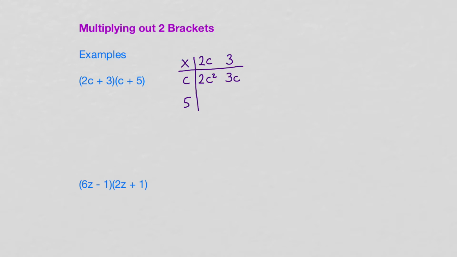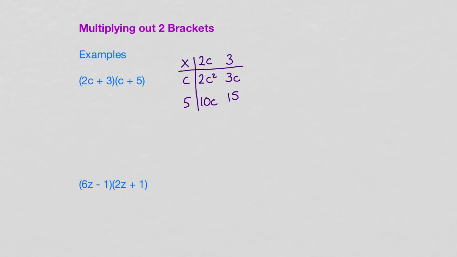The next box is this one. So we've got 2c times 5, or 5 times 2c. Remember, when you're multiplying, the order doesn't matter. So we've got 2c times 5, or 5 times 2c is 10c. And then the last box here is just 3 times 5, so we've got 15.